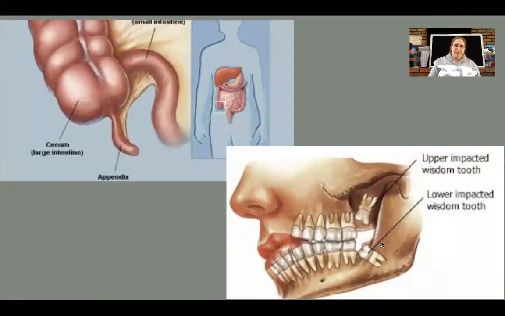First off, the appendix. First of all, I am by no means an expert on the appendix or wisdom teeth or human anatomy, so I'm just going off of things that I've been taught and told as well. Now, I know there's been some recent debate. A recent study came out that said maybe there's another function for it, but until that's been verified, most people believe that the appendix is an evolutionary leftover.